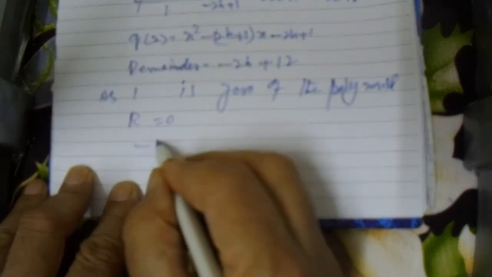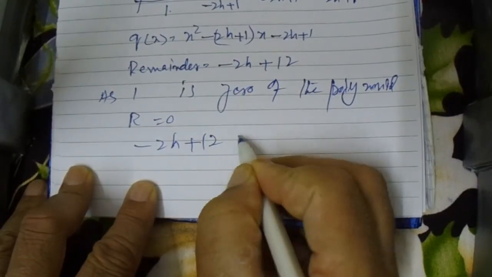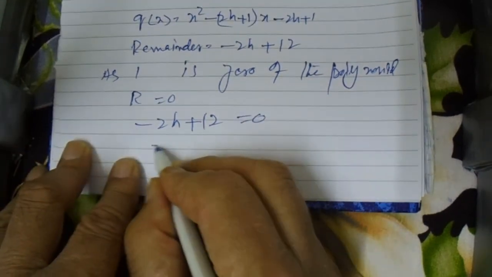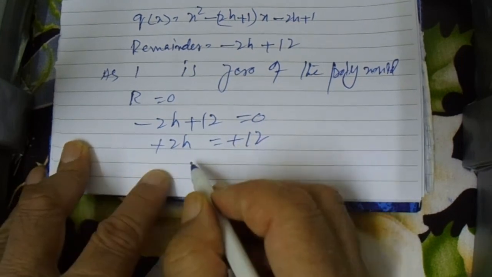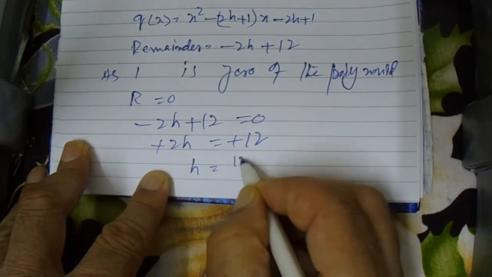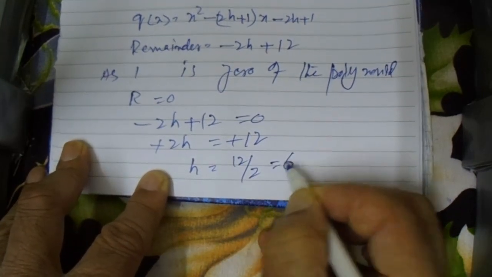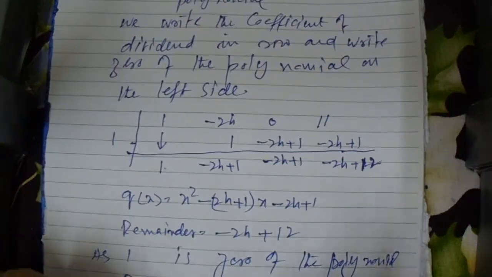We write minus 2h plus 12 is equal to 0, and minus 2h is equal to minus 12, and this minus cancels this minus, and h is equal to 12 over 2, which is equal to 6. Now this is the value of h for the second part.